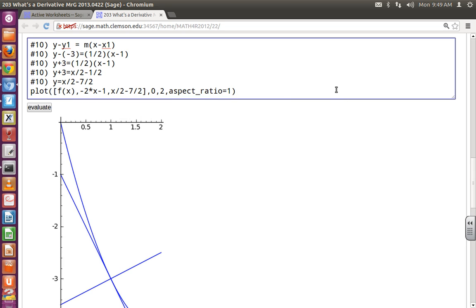It makes circles look like circles. If you were going to graph a circle on here and the aspect ratio was wrong, it would end up looking like a squashed circle, like an ellipse. So you've got to be careful with that. All right, that was question 10.